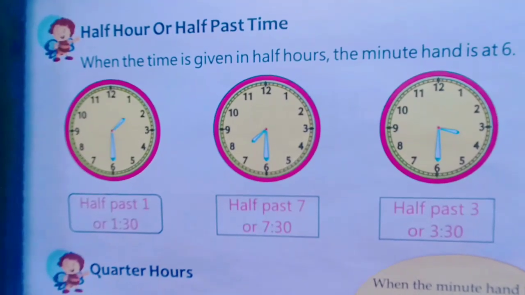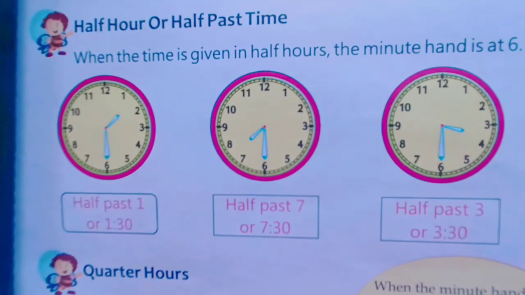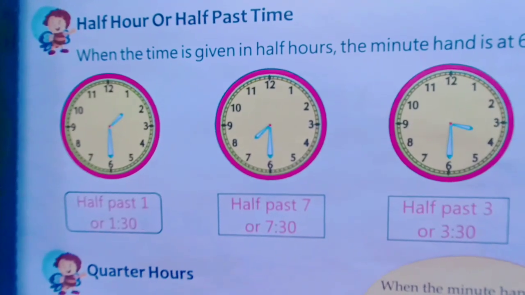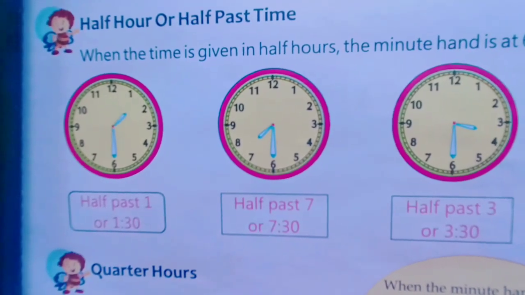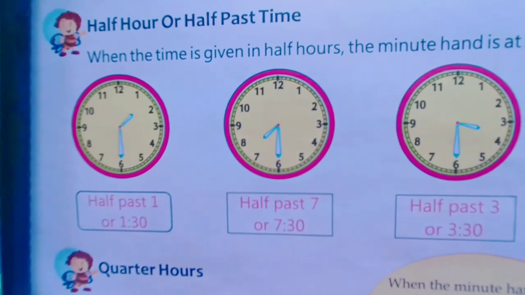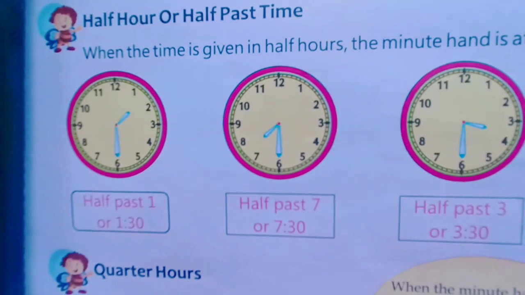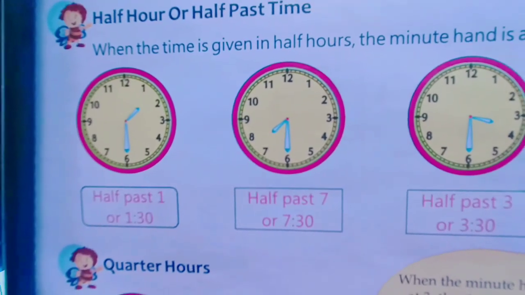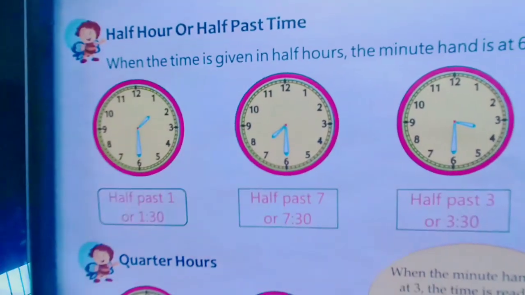Whenever you write the half past time, children, one more thing you observe: the hour hand will be in the middle of two numbers. See here, the hour hand is between 1 and 2. So what will be the time? Half past 1. How to read it? Half past 1, or 1:30.